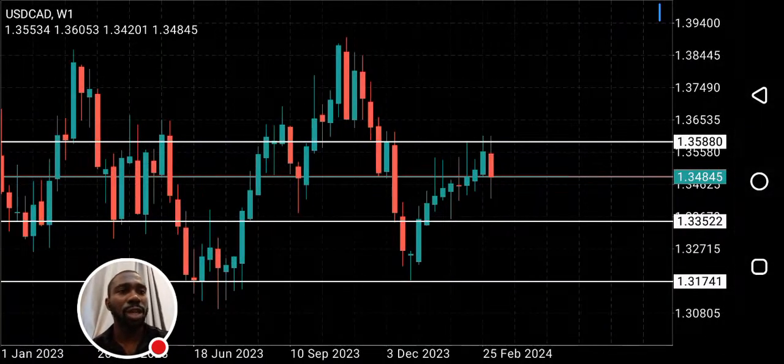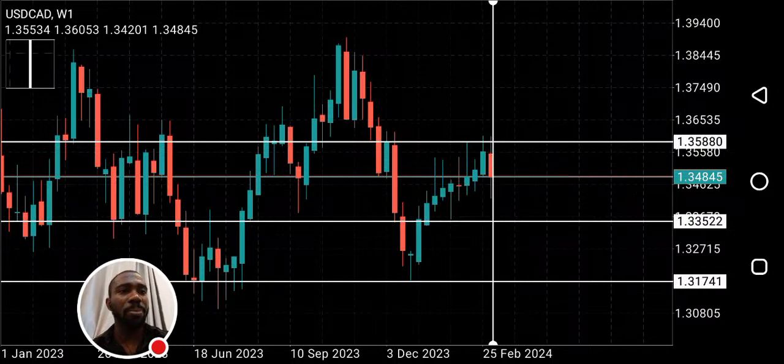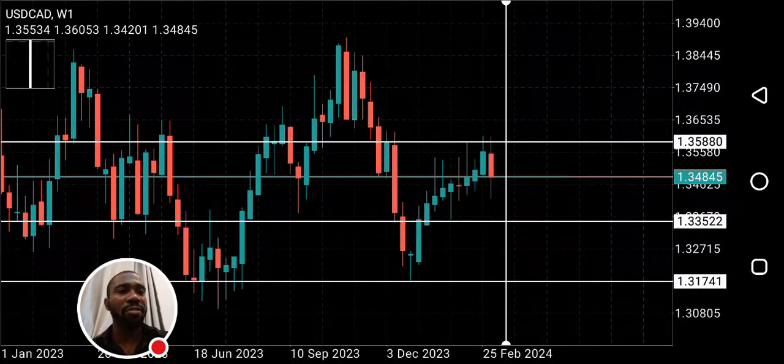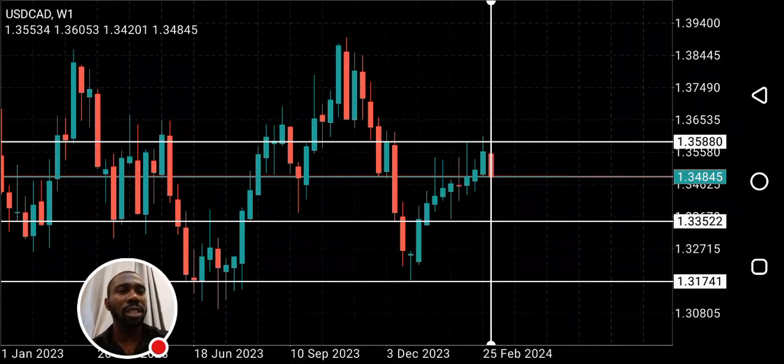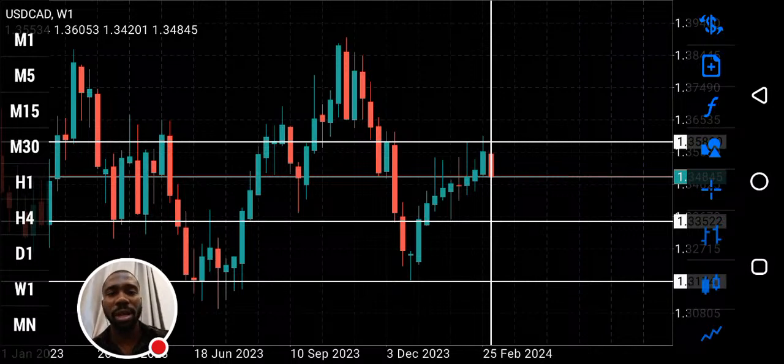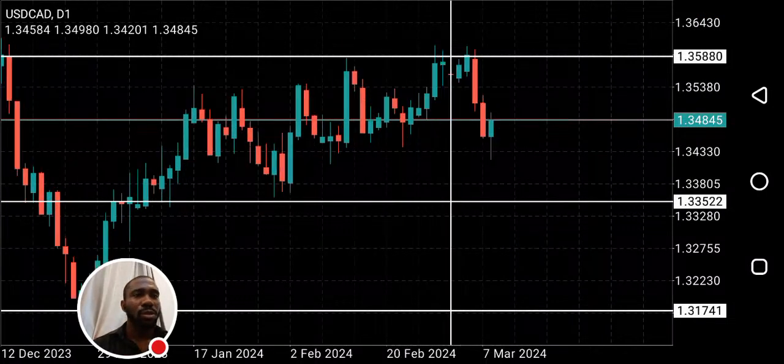We want to look out for a bearish reversal pattern. We want to identify a bearish reversal pattern on the daily time frame. So let's see what pattern we have on daily. This is an engulfing pattern on the daily time frame, which confirms change in trend from bullish to bearish.